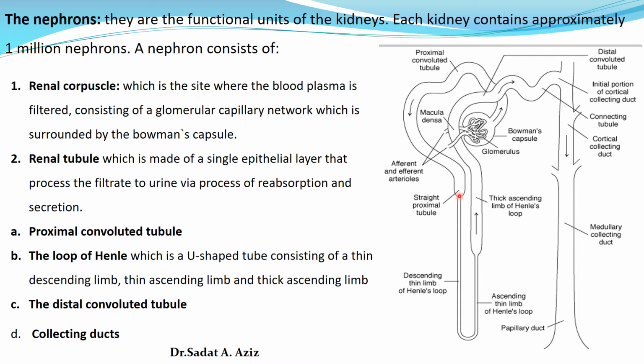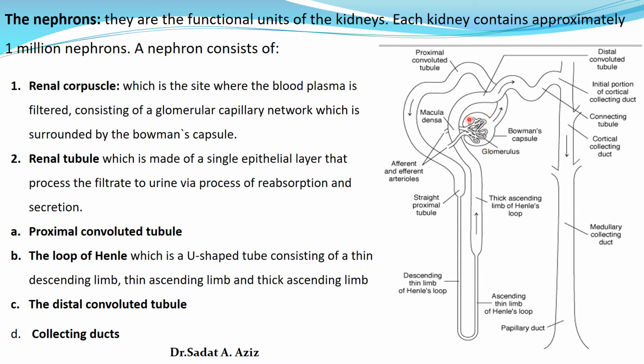So each kidney contains about 1 million nephrons, and each nephron is made of different parts.